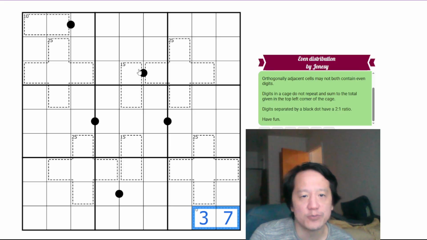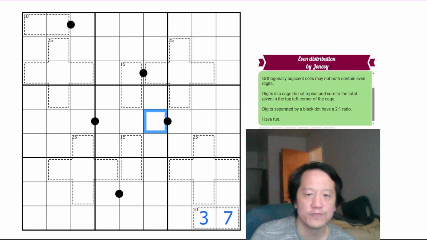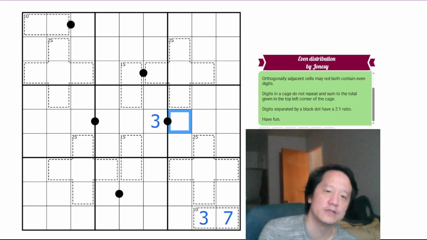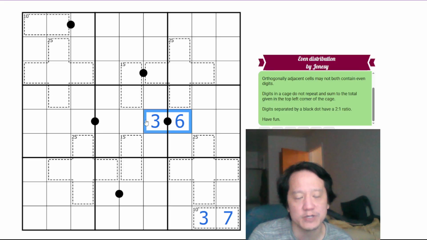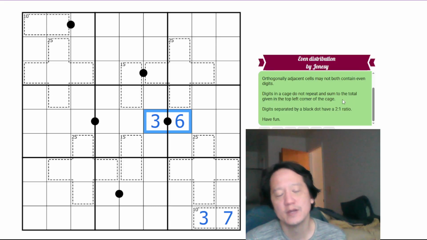And digits separated by a black dot have a 2-to-1 ratio. So, for example, if this were, say, a 3, this would have to be a 6 because they must be in a 1-to-2 ratio between them. Have fun. We will try.